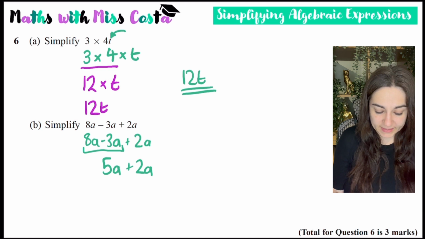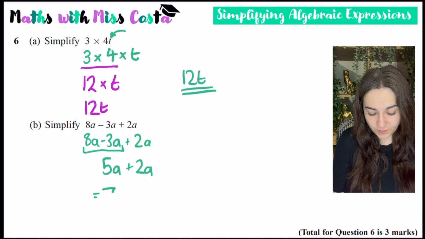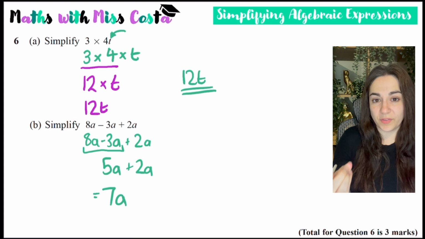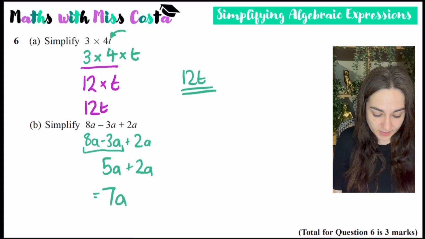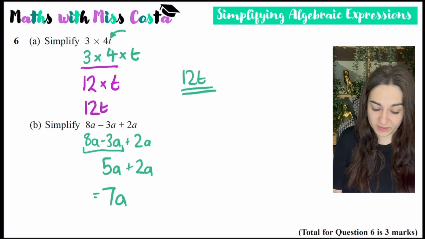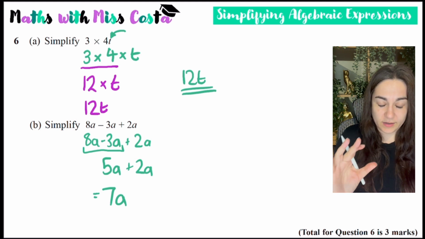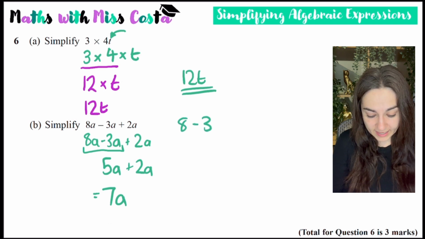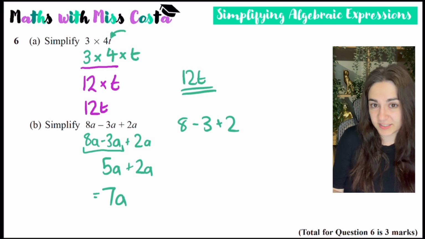So that then means you've got 5 apples and you add 2 apples. What does that become? 7 apples. So whenever you're adding or subtracting, it can be helpful to think of it as an actual tangible object, like a real life object. And to help yourself, you can just ignore the algebra bit and think about it in terms of numbers. So what would 8 take away 3 plus 2 give you? 8 take away 3 is 5, plus 2 is 7.